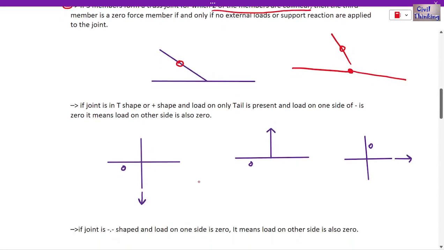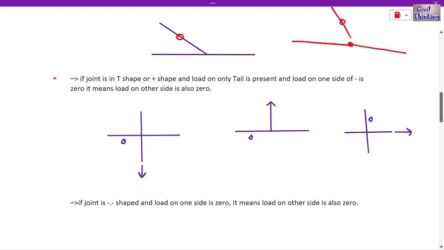Now there are other configurations as shown here. When it is in a T shape, you see this is a T, inverted T, right, or in a plus shape, like this. When you are in a plus shape and load is only on one, this is the joint, right? Now this and this, you have load here as shown here, this is the load.